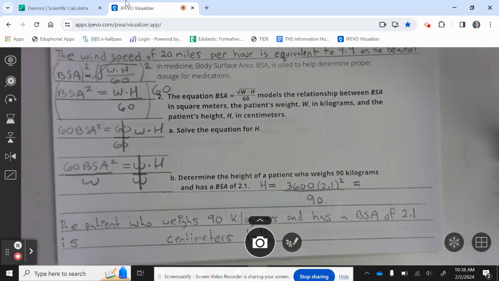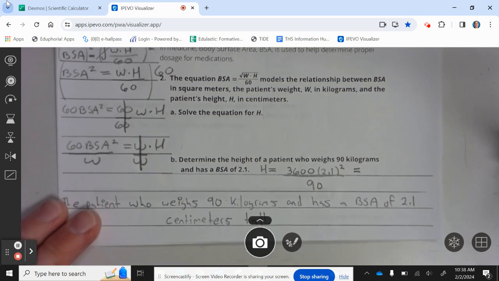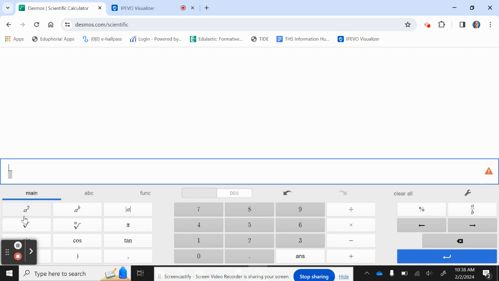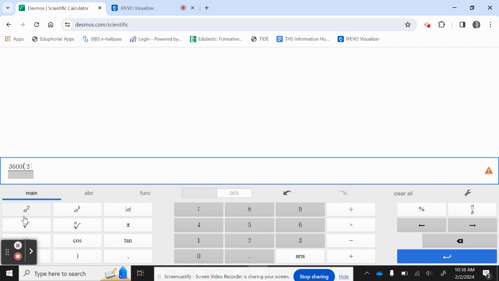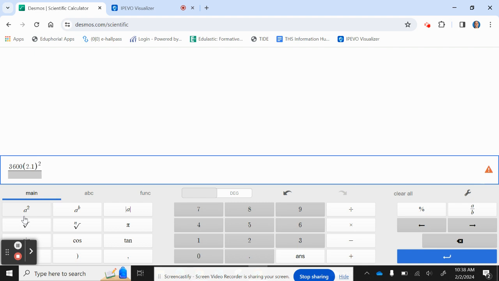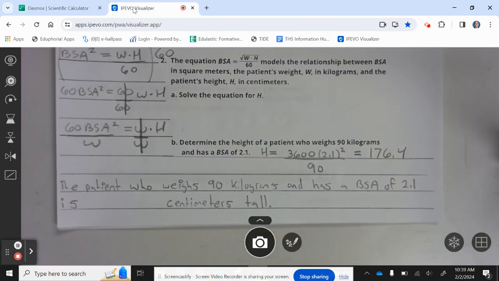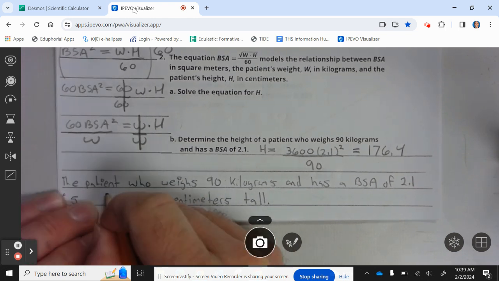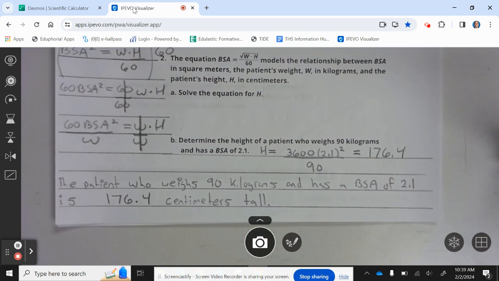All right, determine the height of a patient who weighs 90 kilograms and has a BSA of 2.1. So let's go ahead and do that. So we can use our calculator. So we're going to do 3,600 parentheses 2.1 squared divided by 90, which is 176.4. So the patient who weighs 90 kilograms and has a BSA of 2.1 is 176.4 centimeters tall. All right, go ahead and finish that up.